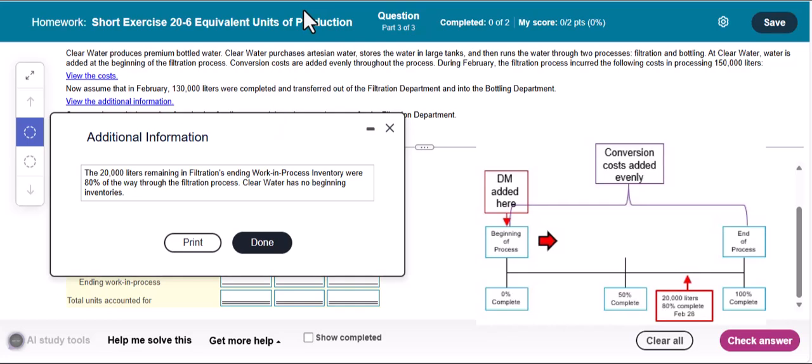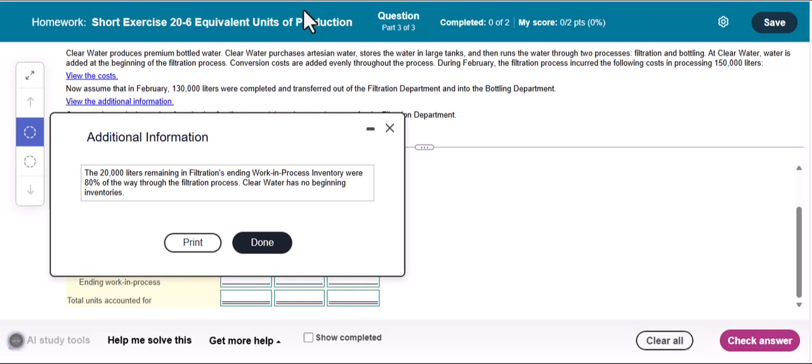So our conversion costs consist of our direct labor, so that's the wages of the people working in the filtration department, and the manufacturing overhead, which would be things like depreciation on the filtration equipment and maintenance on the filtration equipment. So those costs are added evenly throughout the process.